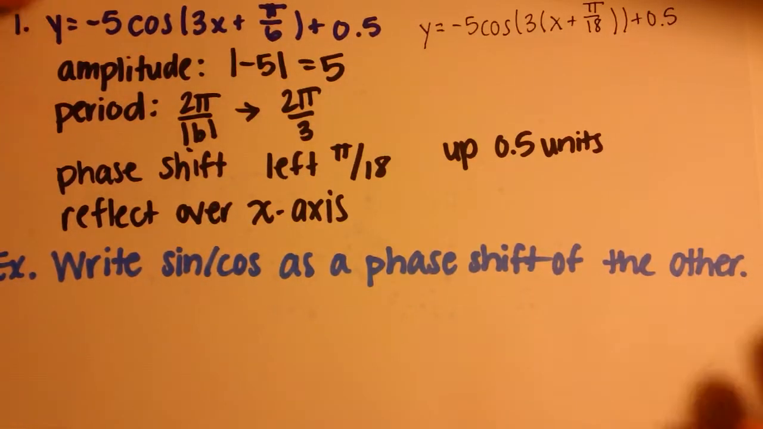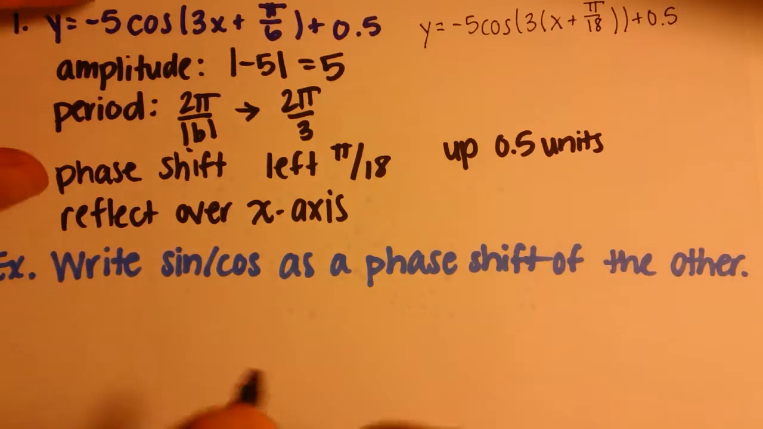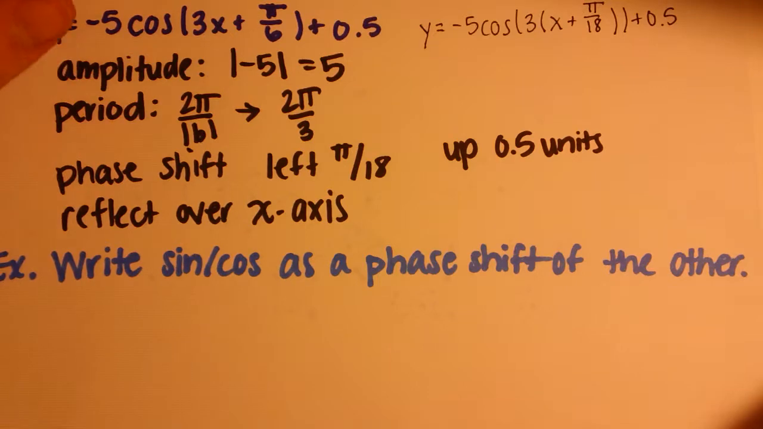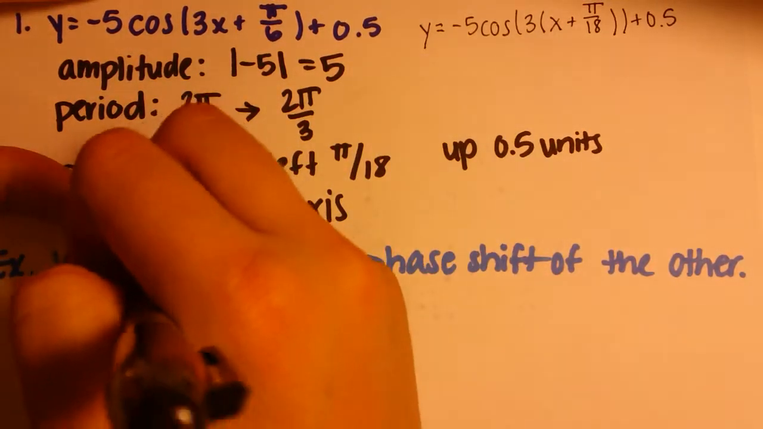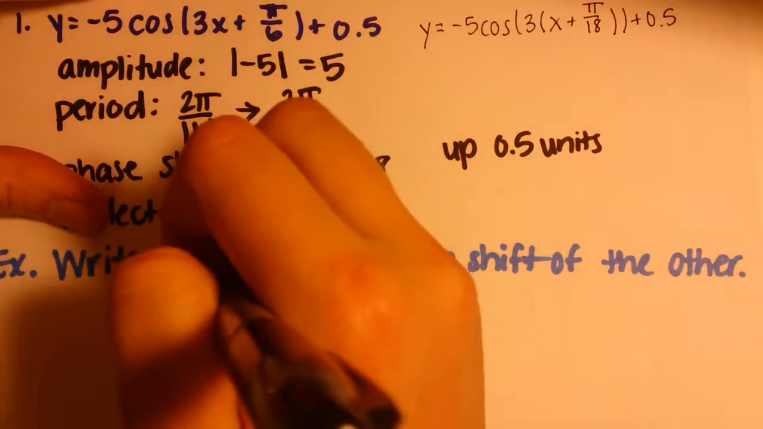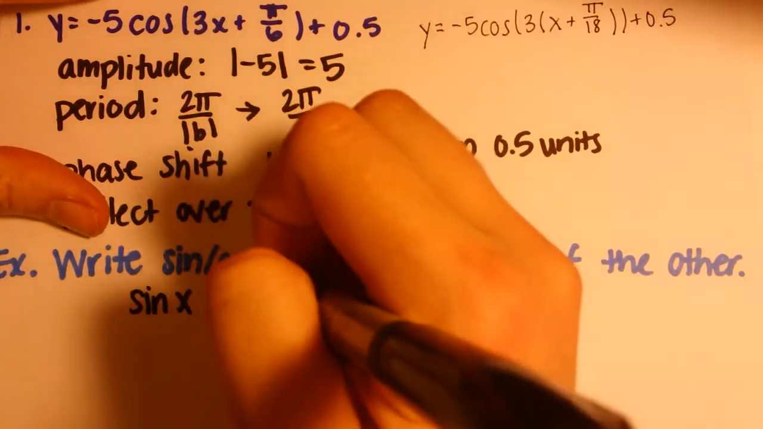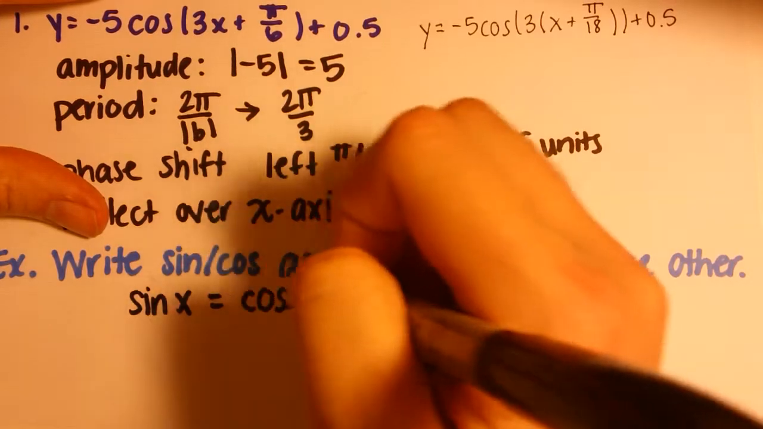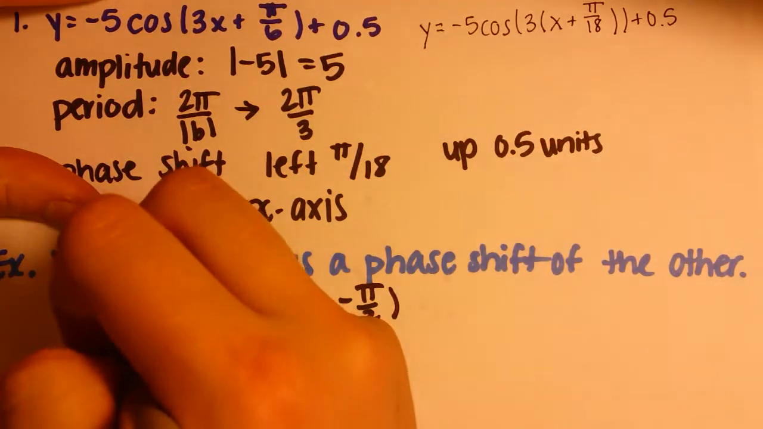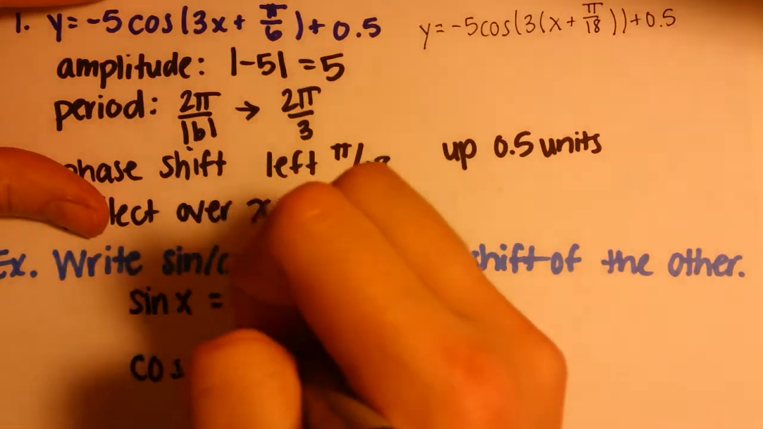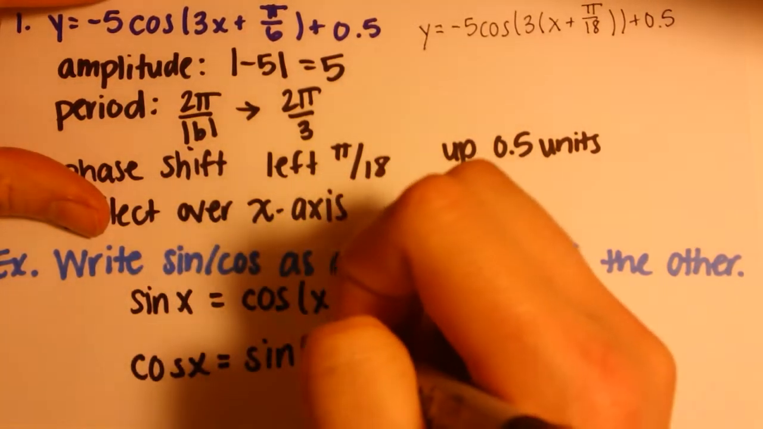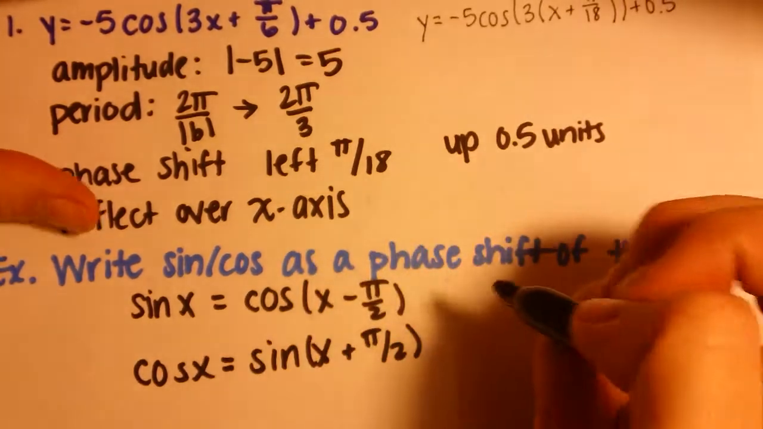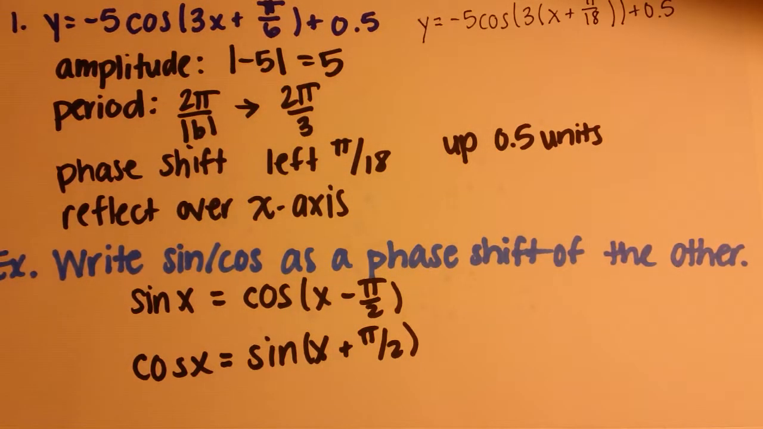And now let's see how phase shifts tie into the period for sine and cosine. So we need to write sine or cosine as a phase shift of the other. So sine of x is going to be cosine of x minus pi over 2. And cosine of x will be sine of x plus pi over 2. Now, the reason is because our sine and cosine functions are horizontal shifts of each other.